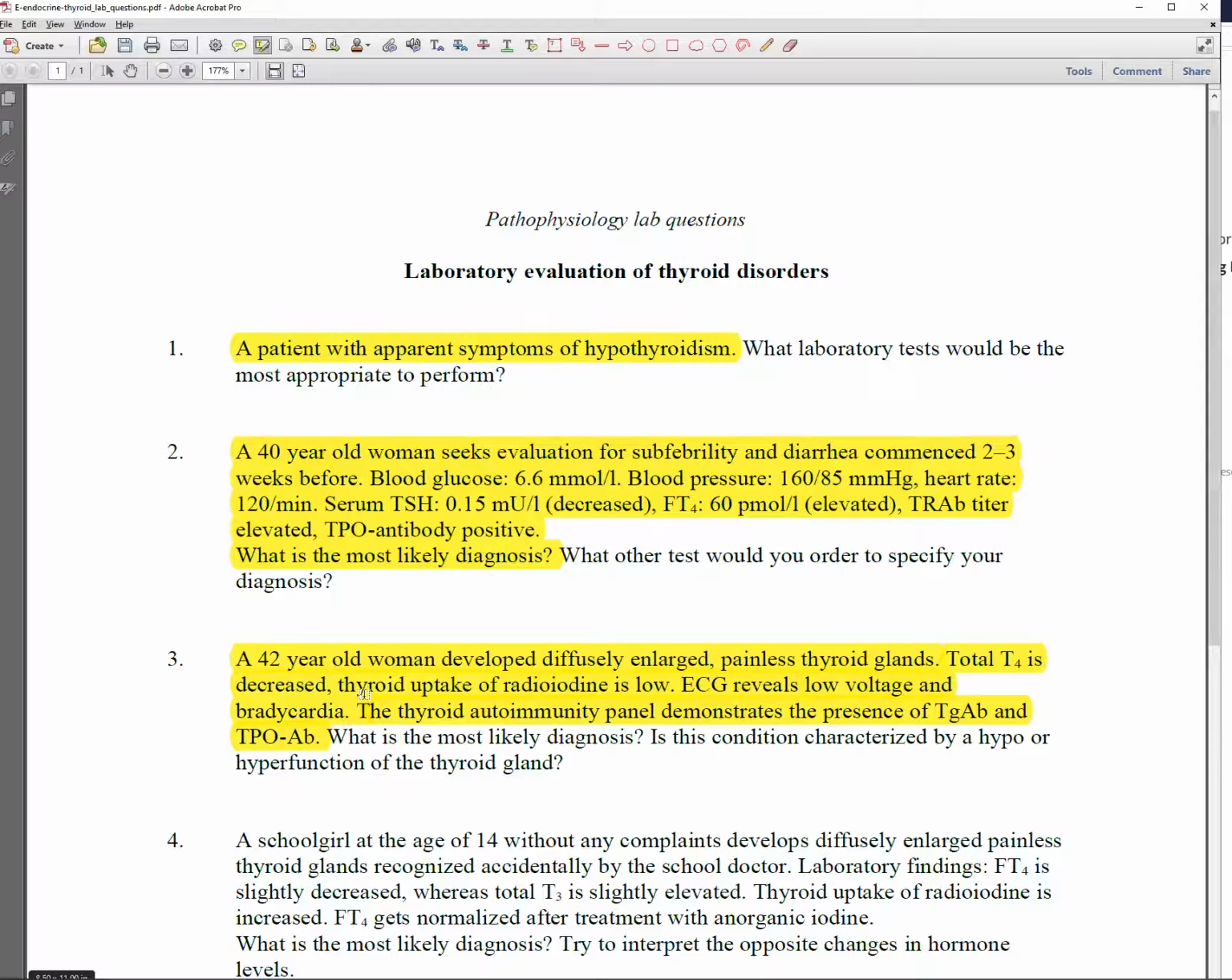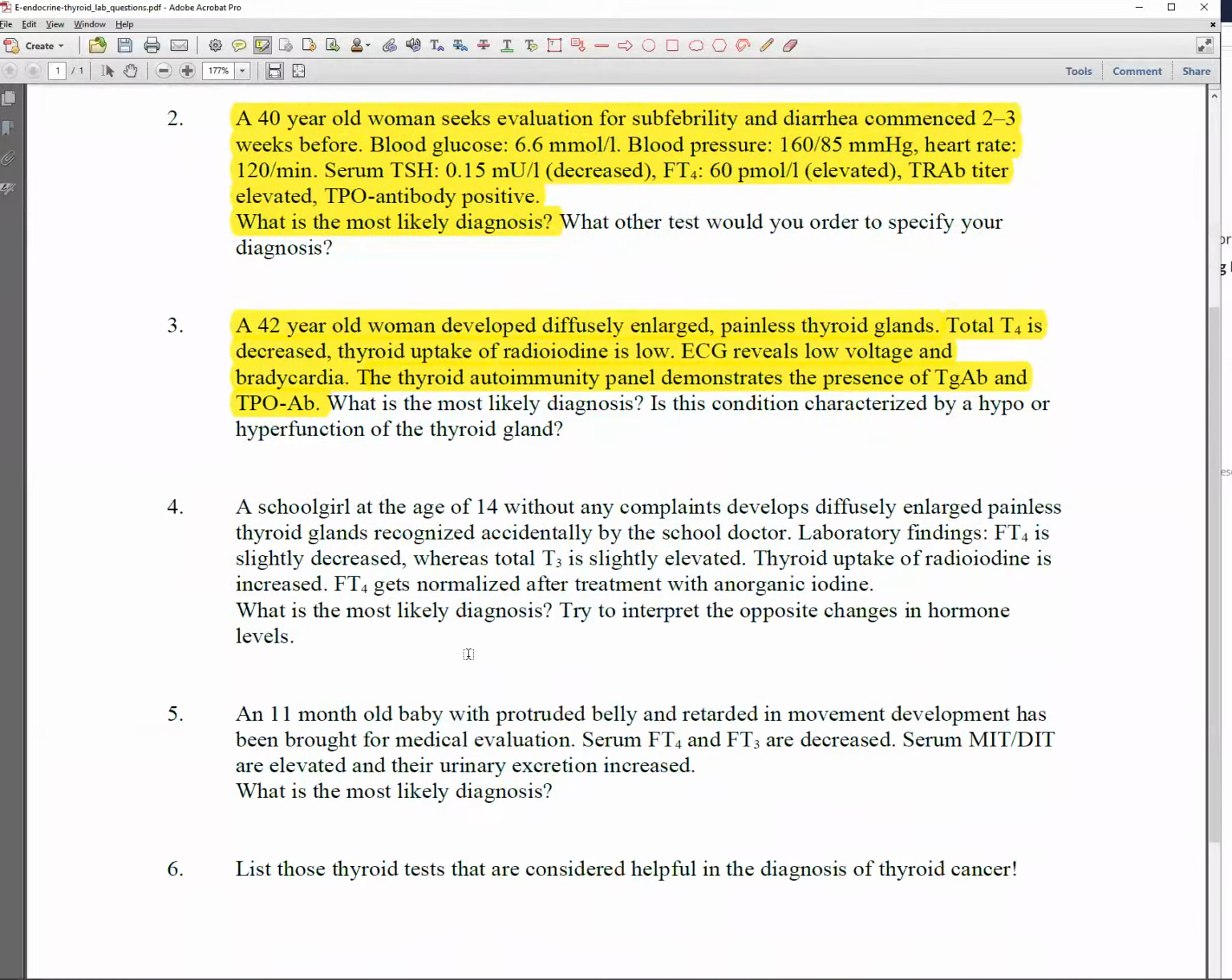Firstly, I'll say it's a hypofunction because we have bradycardia, we have the enlarged thyroid, and also because we can find some antibody present. I would say that's an autoimmune disease, so most probably it's Hashimoto's thyroiditis. Exactly, Hashimoto thyroiditis.